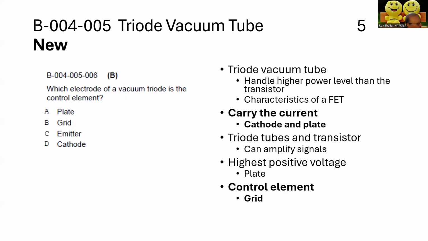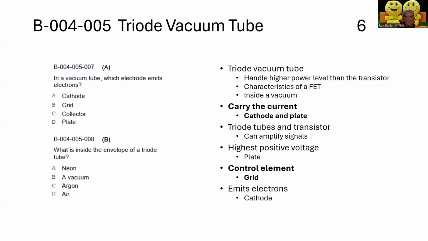A new question. Which electrode of the vacuum triode is the control element? And that would be the grid. So the grid is between the cathode and the plate, and it controls the amount of electrons getting through. In the vacuum tube, which electrode emits electrons? And that would be the cathode.